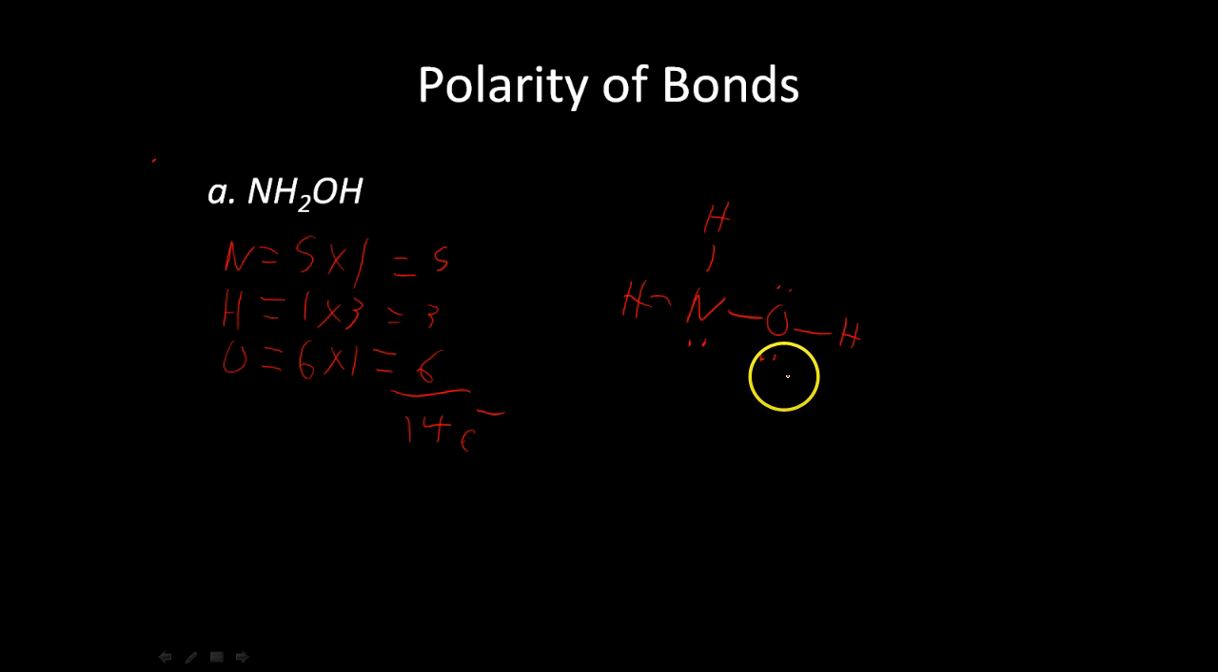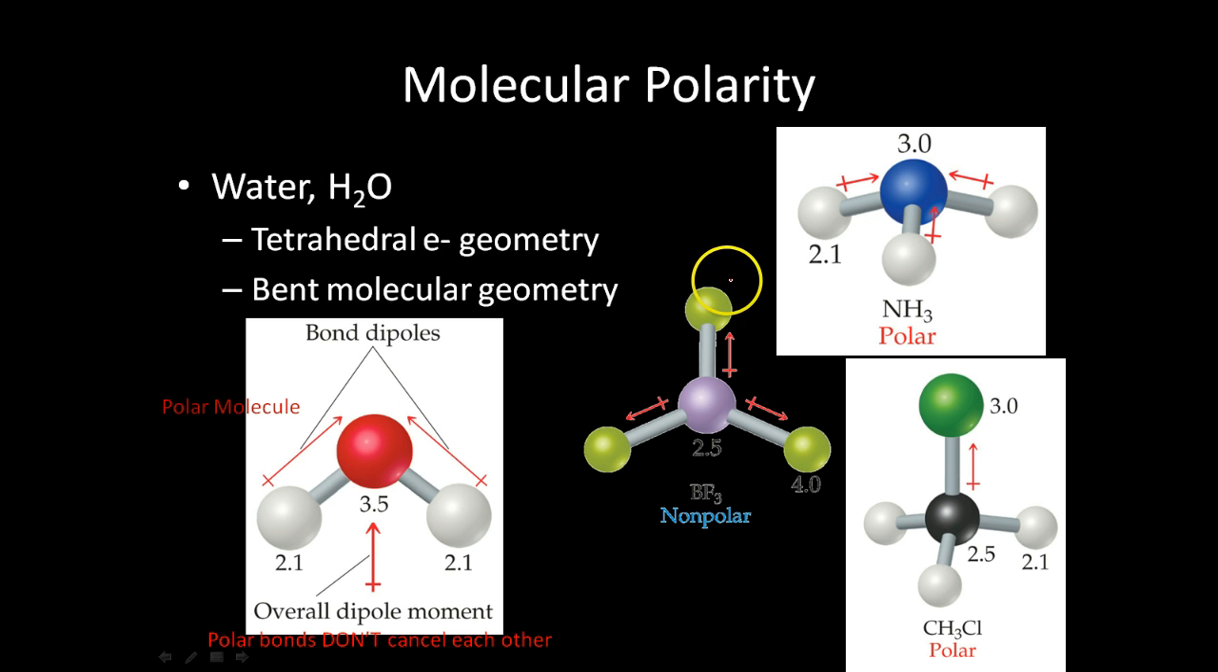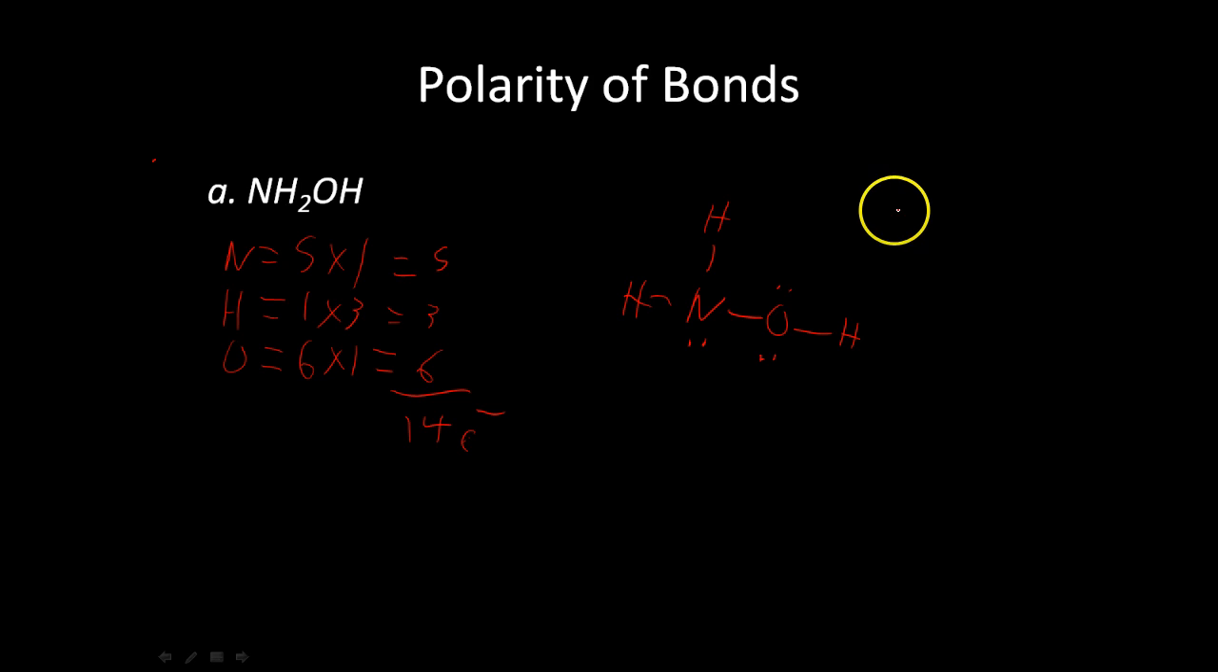All right, now let's go ahead and consider polarity of bonds. Nitrogen and hydrogen, those are polar bonds. Remember, we actually just showed it in the last video, where hydrogen is 2.1, nitrogen is 3.0. So these are polar bonds. So the polarity would be going this way and this way.